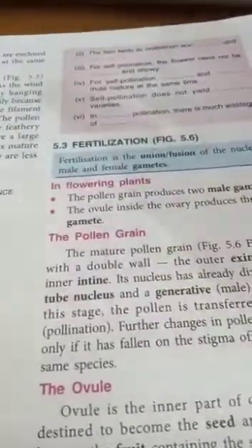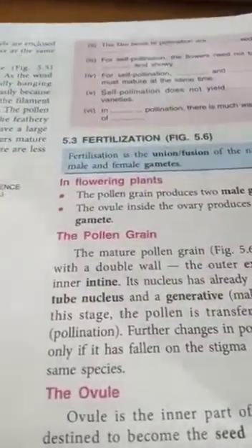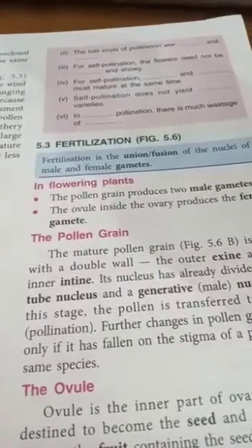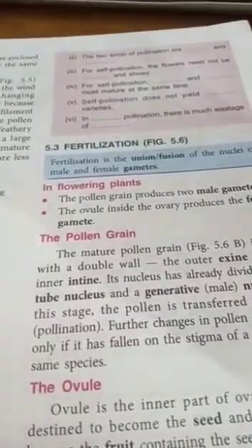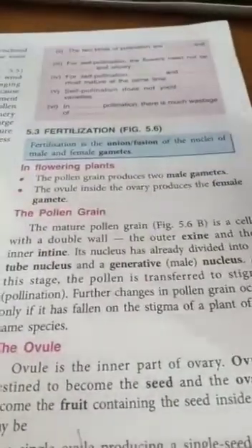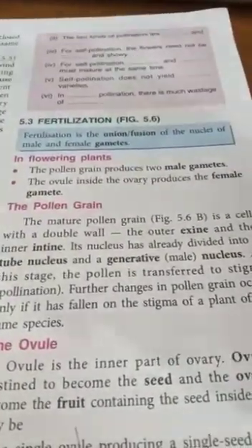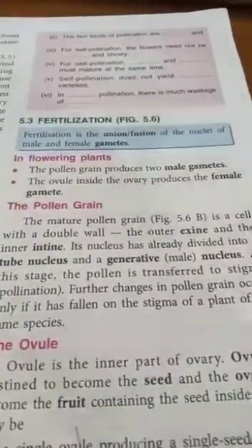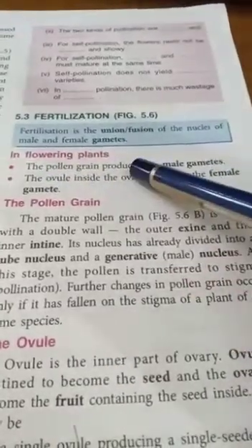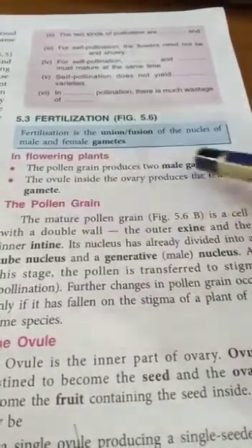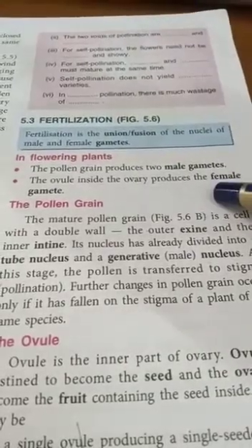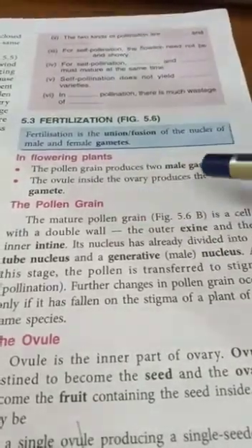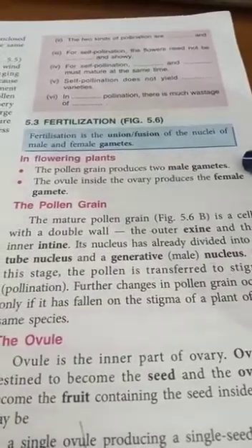Now after pollination comes fertilization. Fertilization is the fusion of male and female gamete. Right? The fusion of male and female gamete is called fertilization. Now in flowering plants, the pollen grain produces two male gametes. The pollen grain has reached the stigma. This pollen grain produces two male gametes.